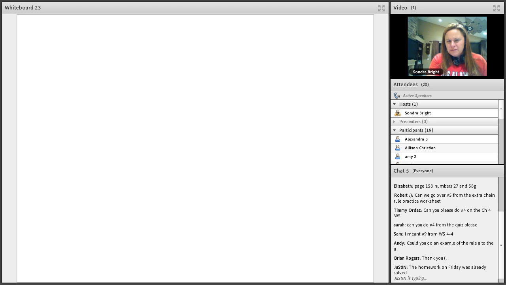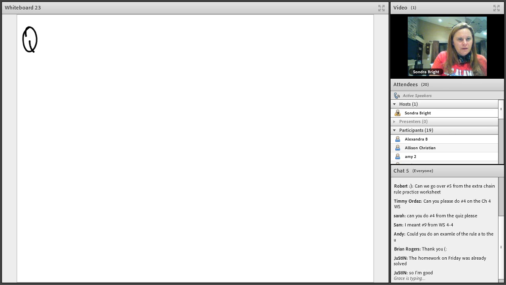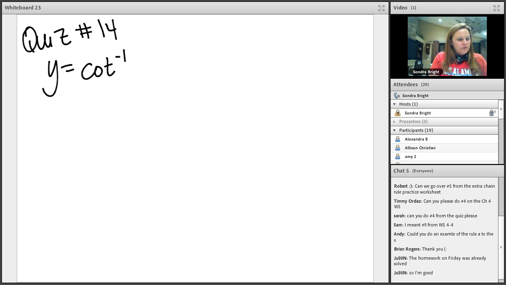Okay, so which one was this? 14 for the quiz. Quiz. Oh, good. Number 14. Perfect. Well, can't ask for better than that, right? Okay, so we got y equals inverse cotangent of 1 over x. And we want to find dy dx, which is just y prime.